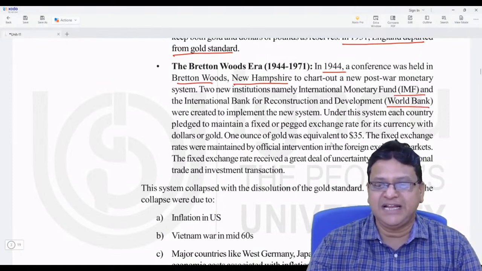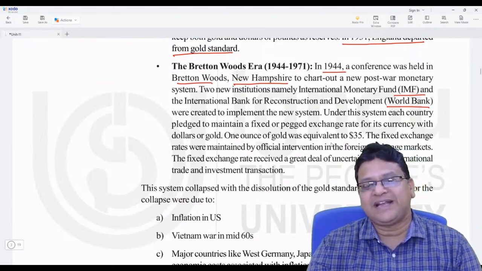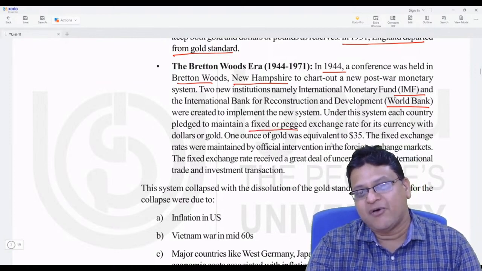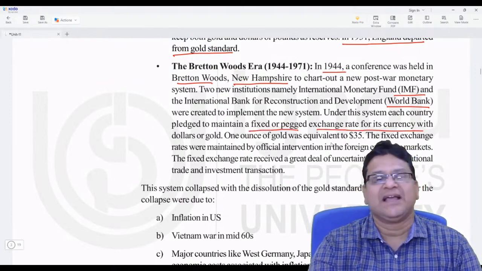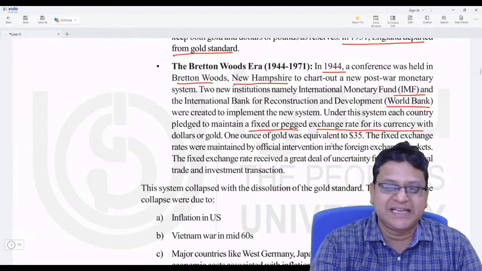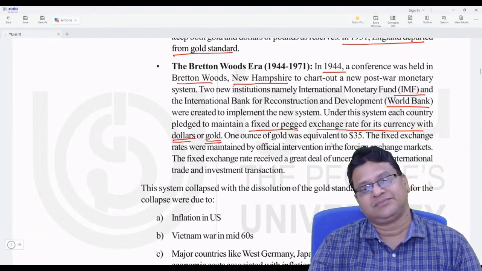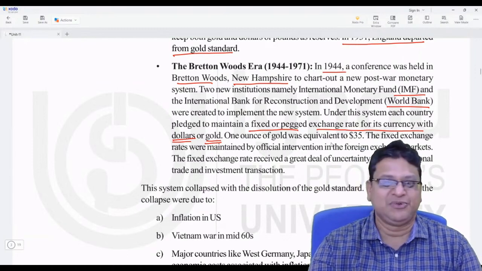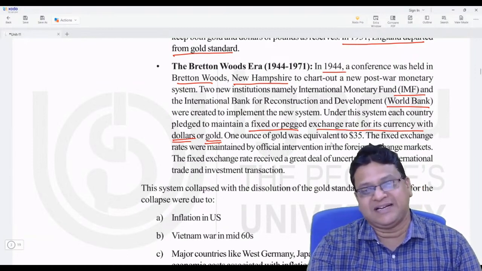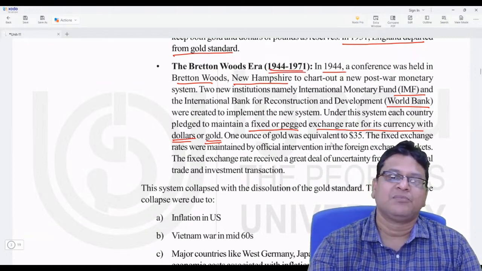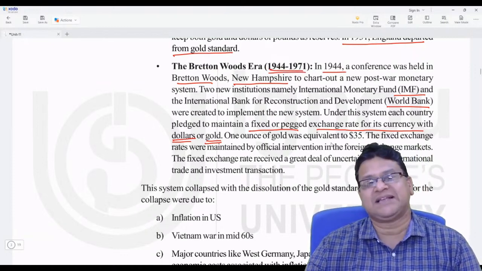Again, they decided to follow one type of exchange rate, which is known as a fixed exchange rate or pegged exchange rate for their currency, and they will fix the exchange rate in relation to the dollar or in relation to gold. So there is a fixed exchange rate regime during the Bretton Woods conference, and this particular regime was followed from 1944 to 1971.